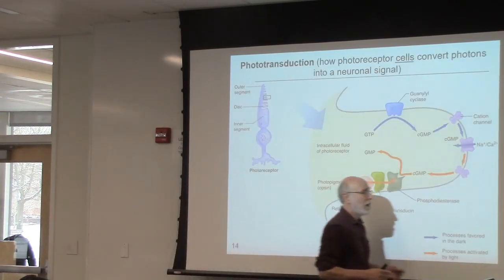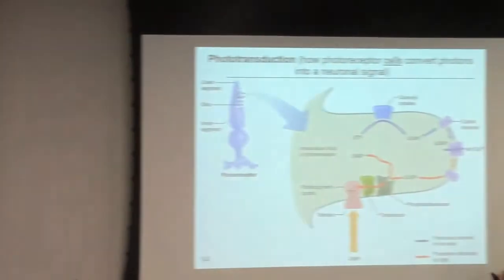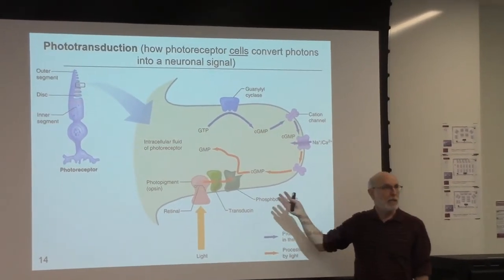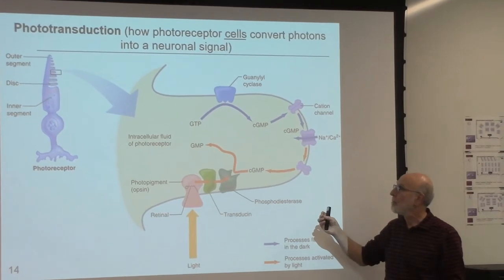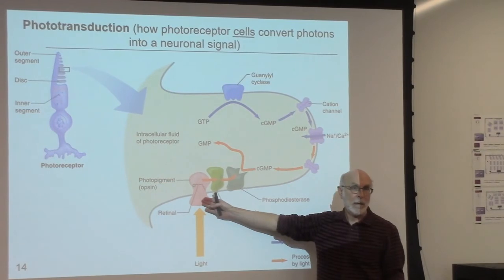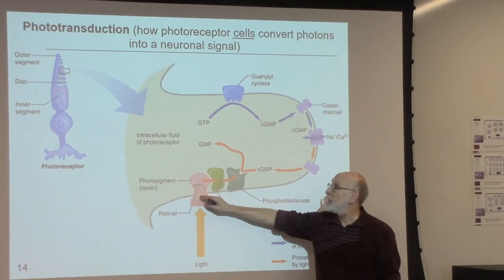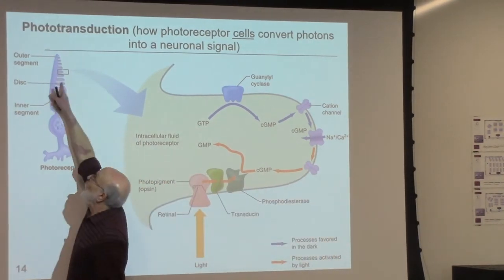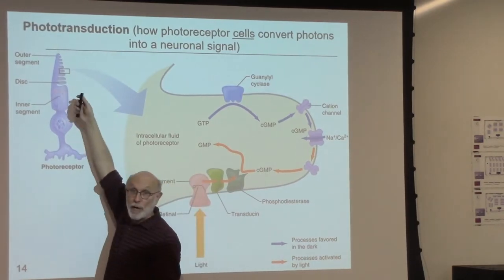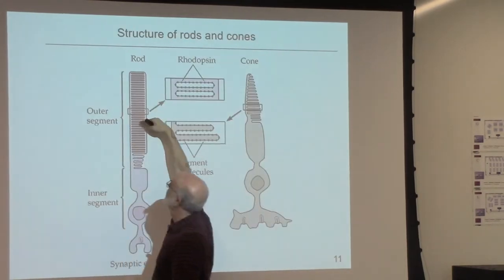So now let's talk about how we see light in general. We're talking about a cone, just because, but the same thing is going to be true in a rod. The opsin, with its embedded retinal, is highly expressed in these folds of membrane, whether the folds of membrane are surface membrane in a cone or in the discs of a rod.